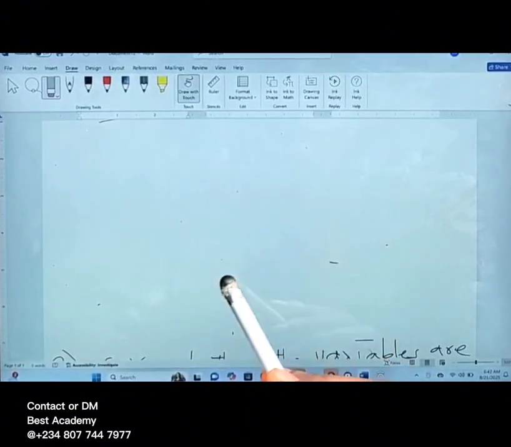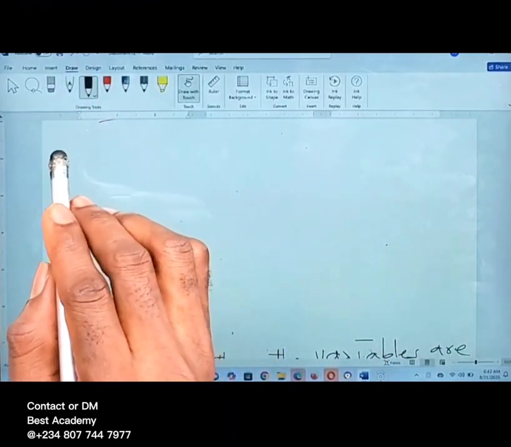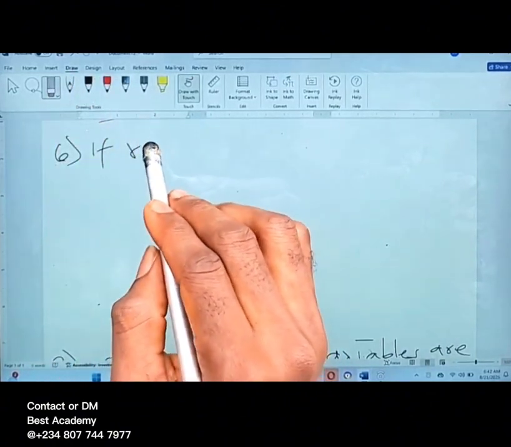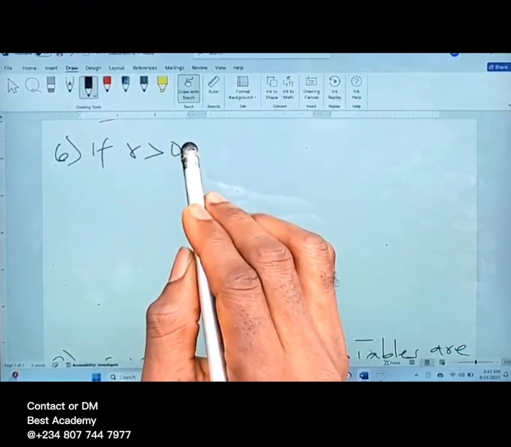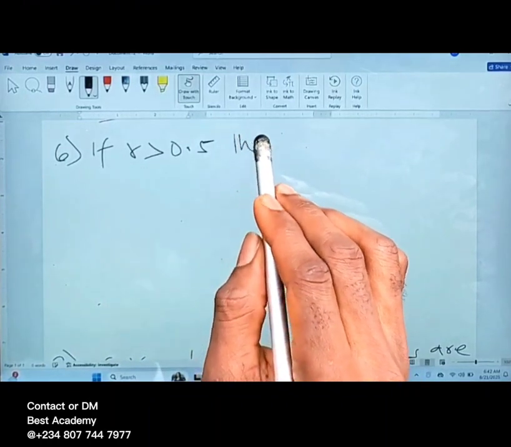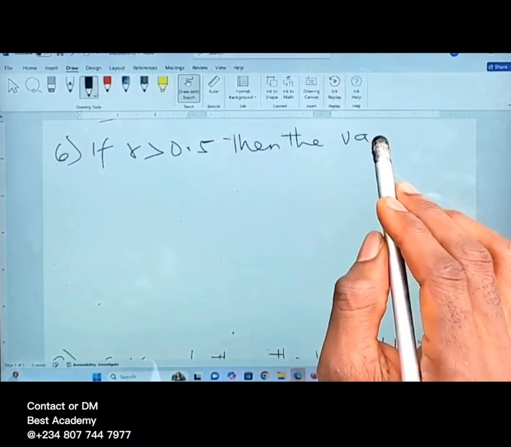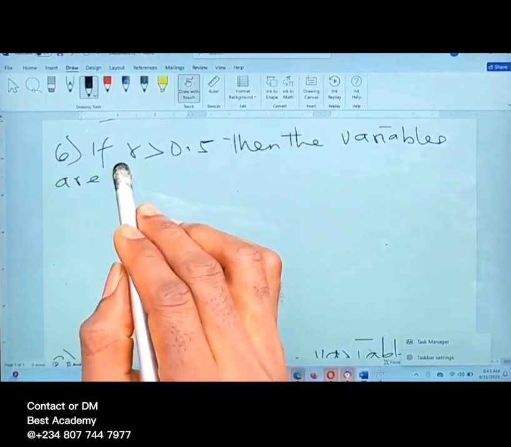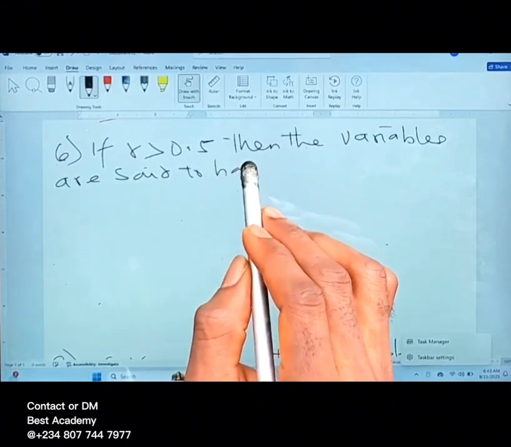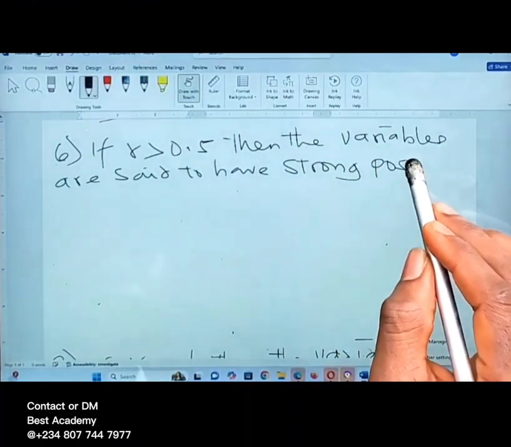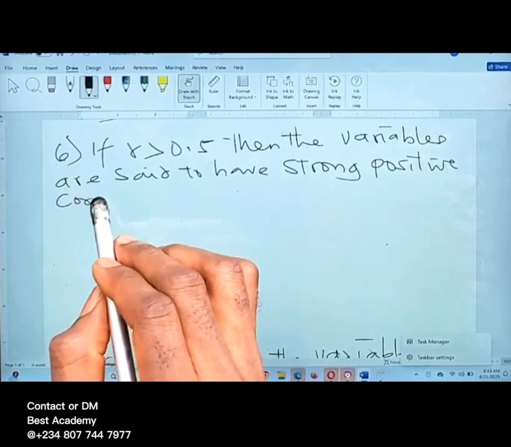Now let's take 6. If r is greater than 0.5, all the values of r greater than 0.5 except 1, then the variables are said to have strong positive correlation.